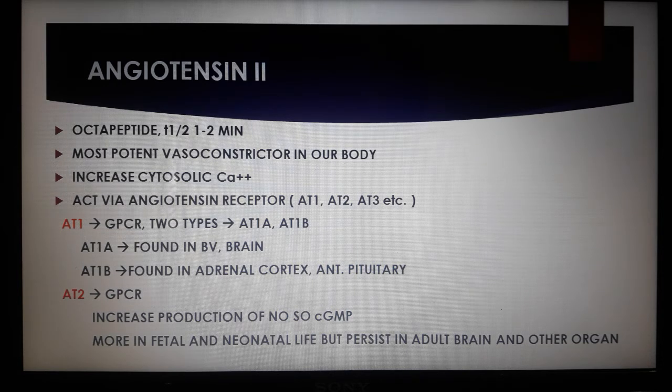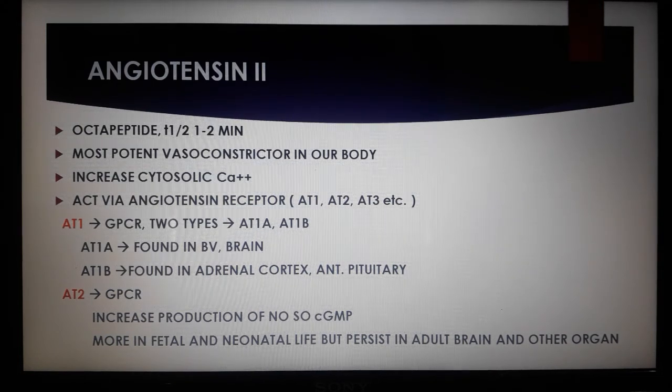G protein coupled receptor AT1 has 2 types, AT1A and AT1B. AT1A is found in the blood vessel and brain. AT1B is found in the adrenal cortex and pituitary. AT2 is also a G protein coupled receptor. It increases production of NO and thereby increases cyclic GMP, and is more in fetal and neonatal life, but persists in the adult brain and other organs. Now we will come to the function of angiotensin II.